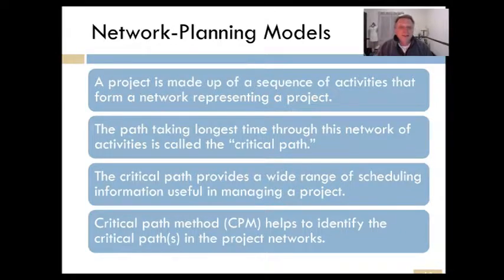Let's talk for a moment about this network that I'm talking about, all these activities connected together in a big network to complete a project. So it's called network planning. That's how it's done. There's a concept of the critical path. You can probably see that. So the critical path is the path of activities through this network that take the longest to complete the project. It's called the critical path, and it provides a wide range of scheduling information. It's useful in managing a project. In fact, you really can't manage a project unless you know what the critical path is. It's the longest path through the network of activities from beginning to end to complete a project.